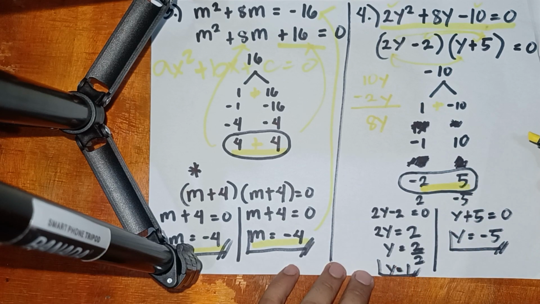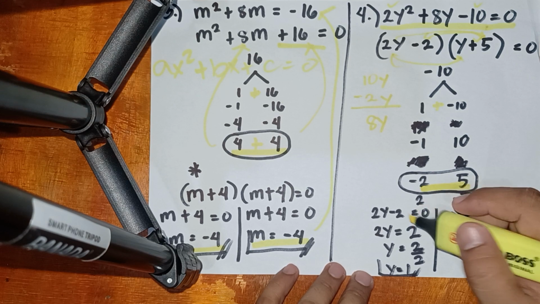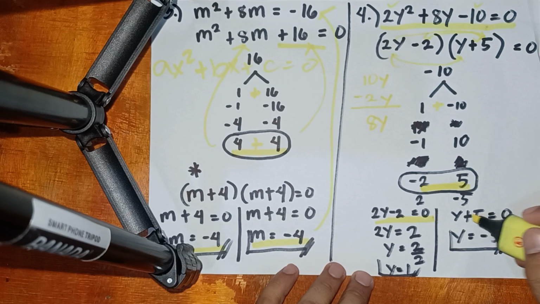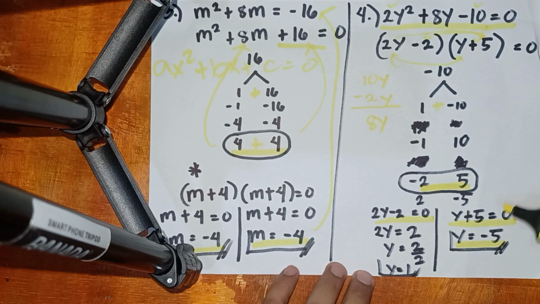Negative 2 and 5. So let's equate that to 0. So that's 2y minus 2 is equals to 0. And the other one is y plus 5 is equals to 0. For this side, you just need to transpose it directly to the other side. So that's y is equals to negative 5. Because if you're going to transpose or transfer it to the other side of the equal sign, the sign of positive 5 will change to negative 5.